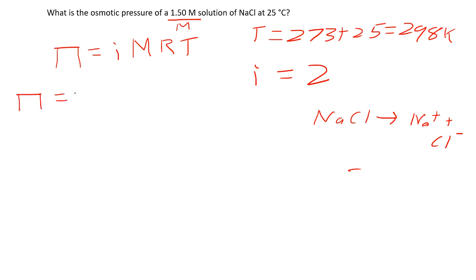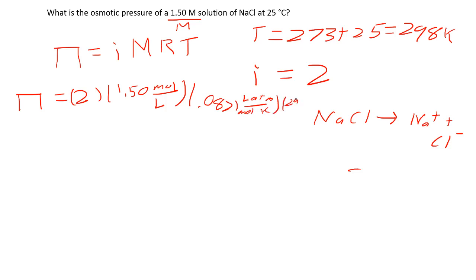Our osmotic pressure is equal to 2 times our molarity, which is going to be 1.50 moles per liter. And then because we want a pressure, and we've got moles and liters and Kelvin, we can use this R, 0.0821 liters times atmospheres per mole Kelvin. And then we multiply that times our temperature of 298 Kelvin. You'll notice the Kelvins cancel, the moles and liters cancel, and we're left with atmospheres.